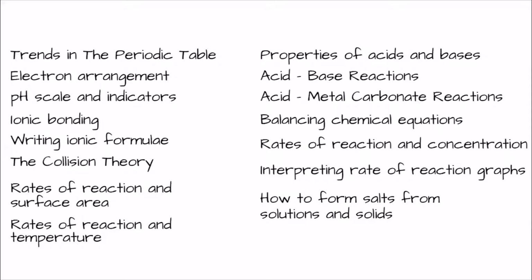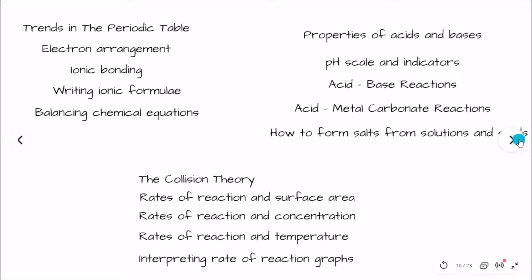For example, trends in the periodic table would cover groups and periods and atomic number and mass number. Electron arrangement wouldn't just cover, say for example, 2,8,8. It would also cover how you draw atoms and how many electrons are in each shell. You just need to write the key points in a way that you know what they mean and what they cover. Once you have all the key points written down, you need to organize them into 3 groups.